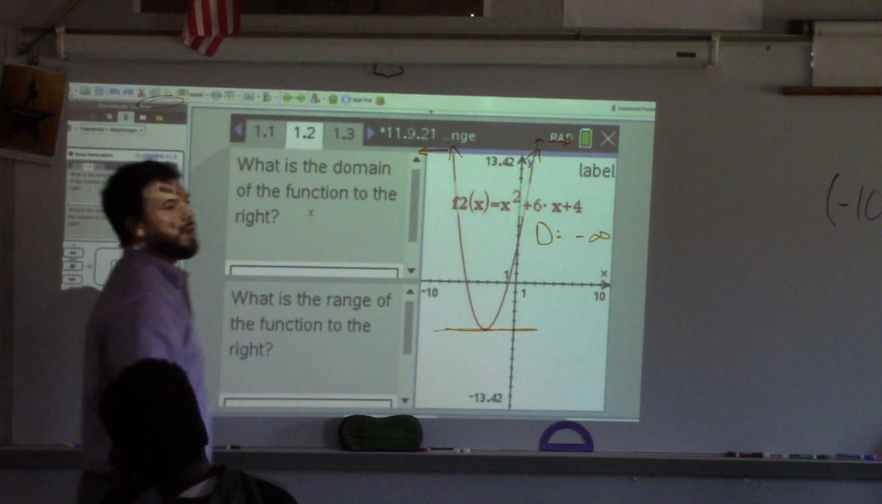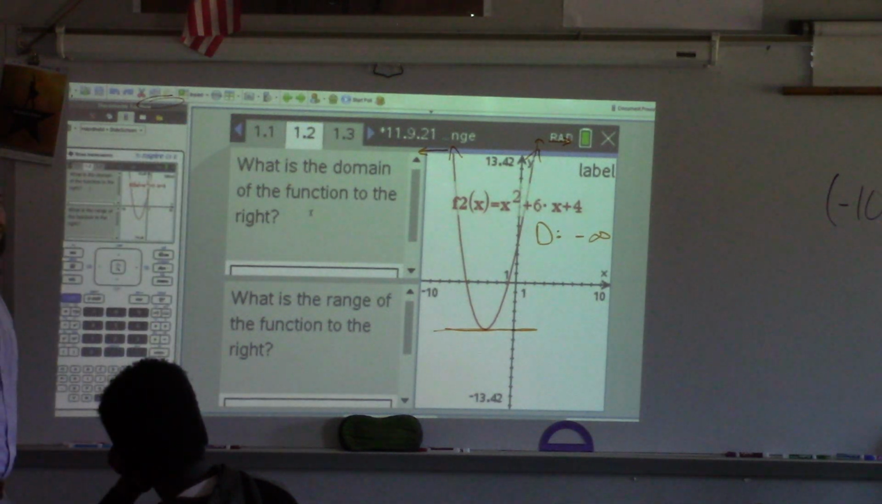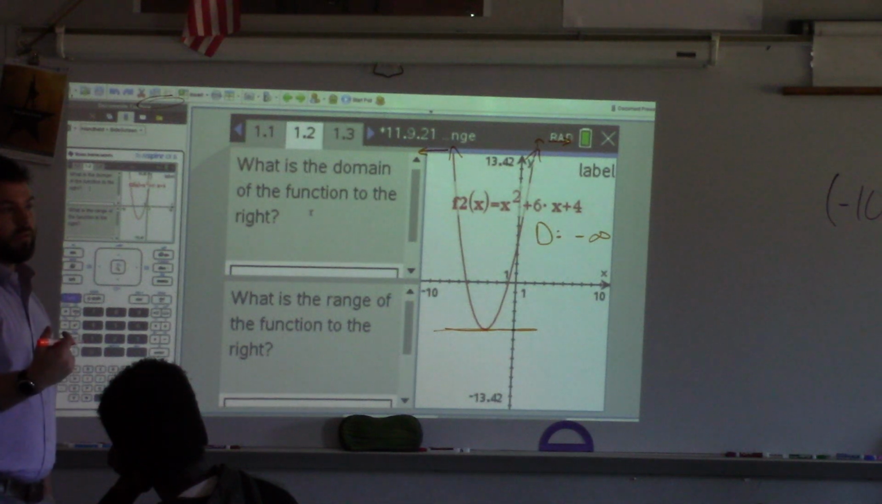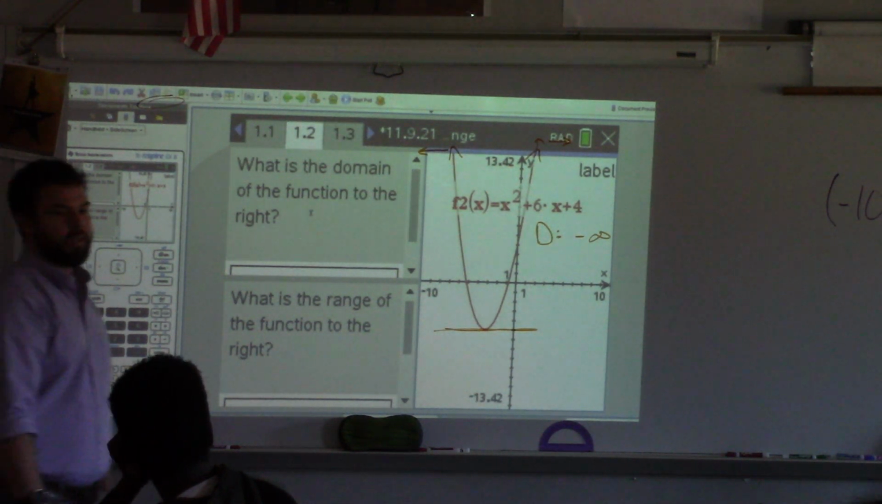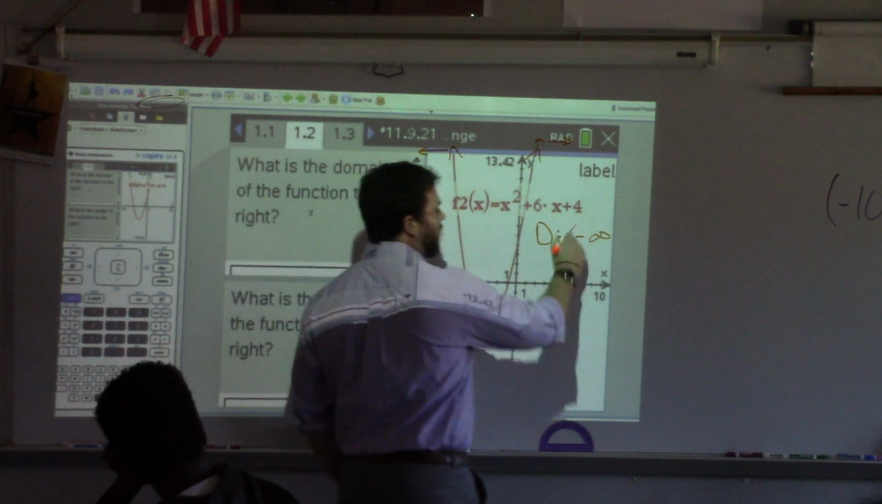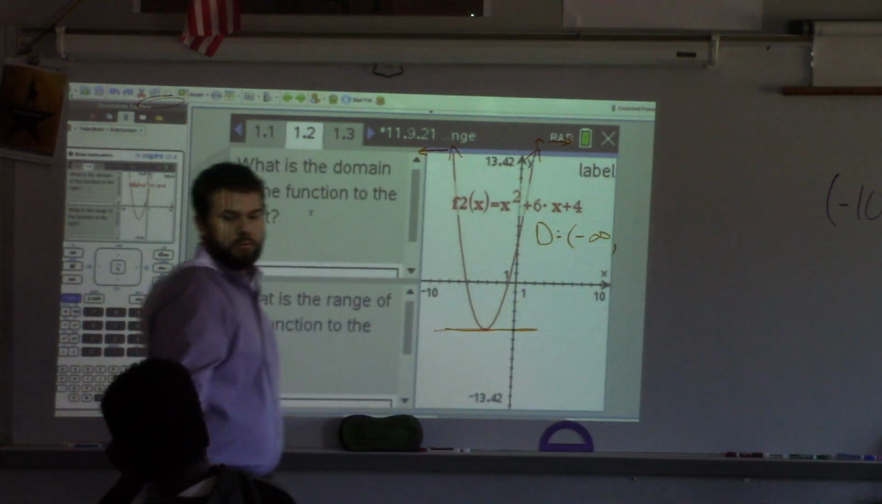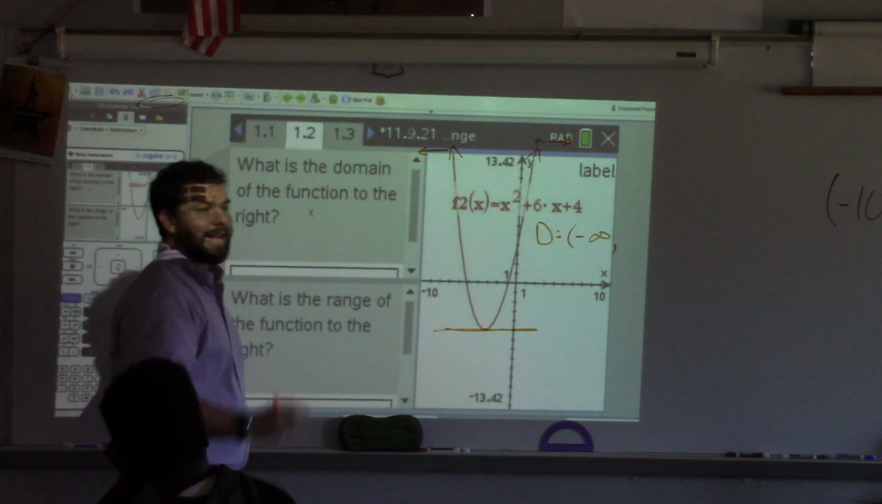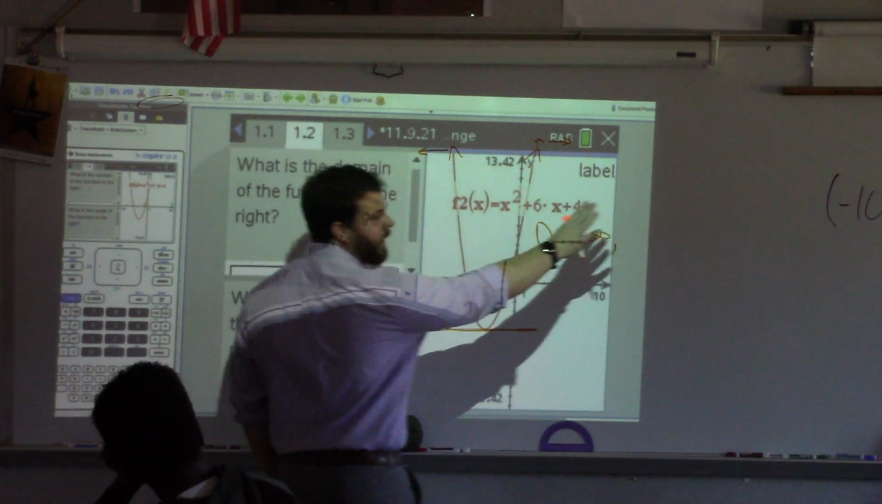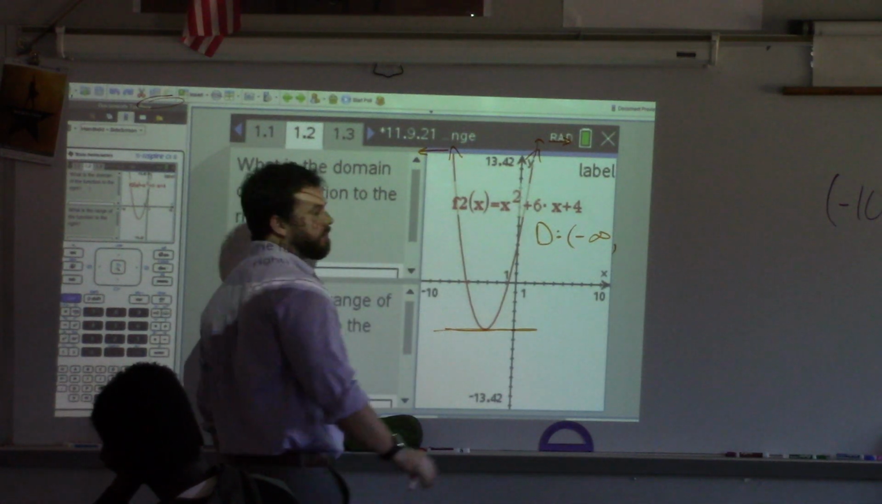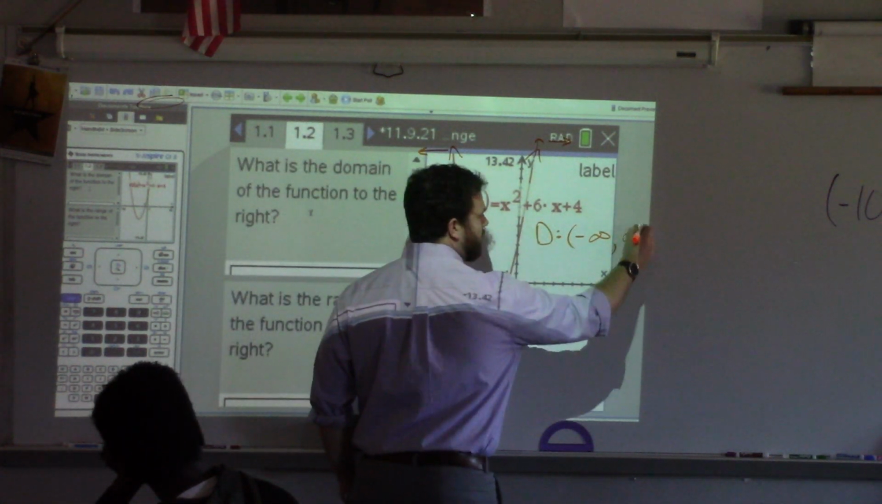How do I determine when I put a parenthesis versus a bracket? When it's equal to, I use a bracket. So can I equal negative infinity? No, so I need a parenthesis. KJ, you good on that? Good? Okay. So I cannot equal negative infinity, I'm going to use a parenthesis. And it's going up and to the right, so what is the maximum x value? Infinity. There we go.